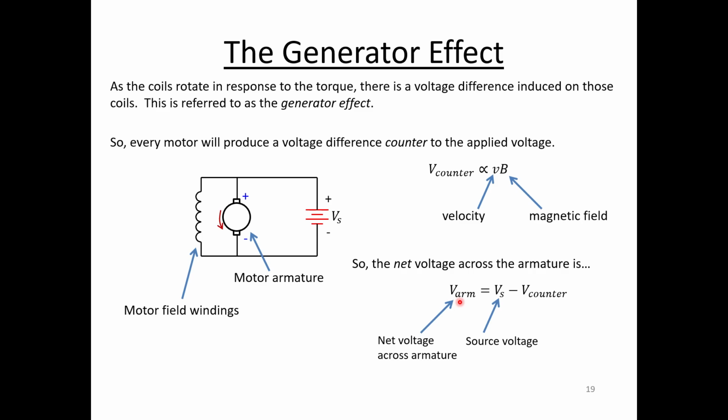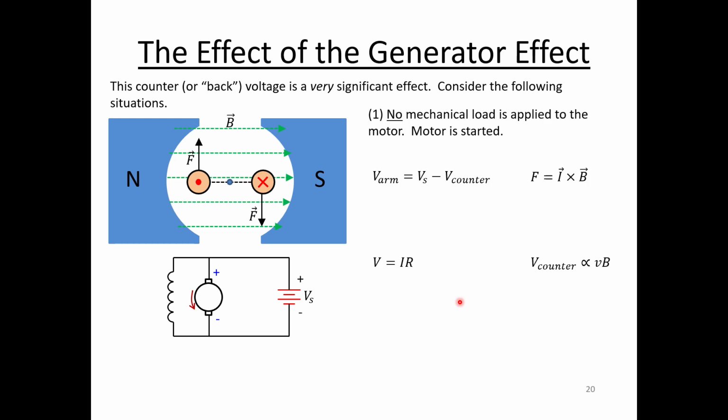So let's look at a couple of situations that are going to illustrate how the generator effect works in a basic DC motor setup. I've copied over a few of the diagrams from previous slides so that we can have them for reference, and so I can mark things up here.